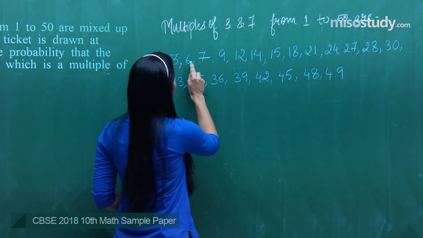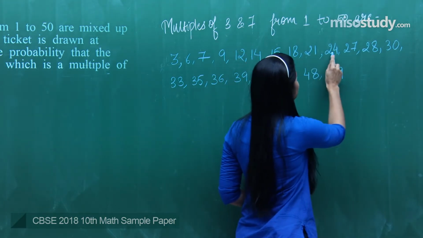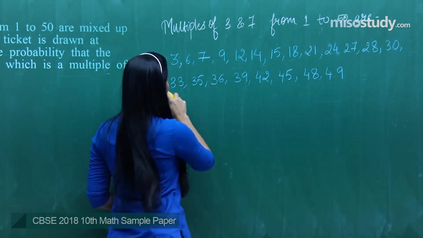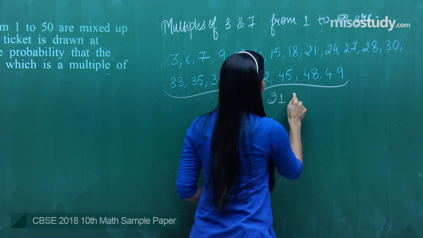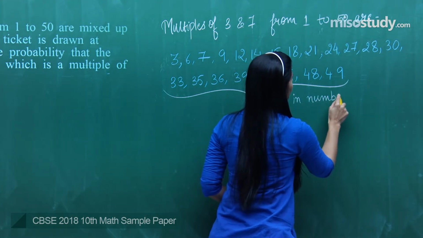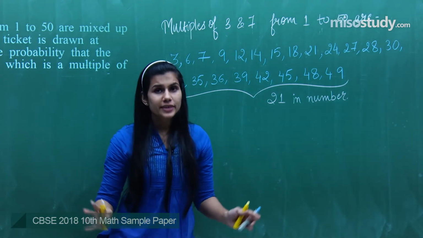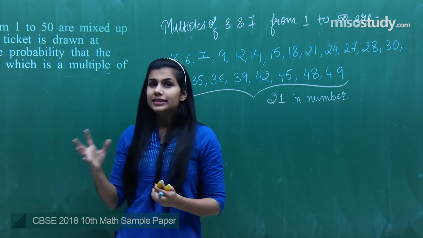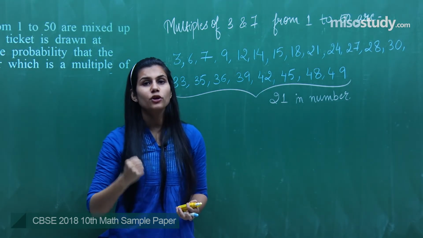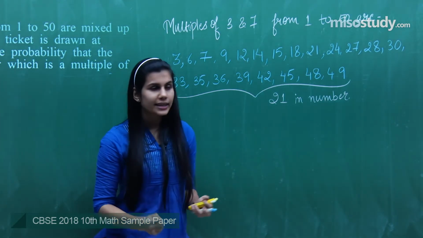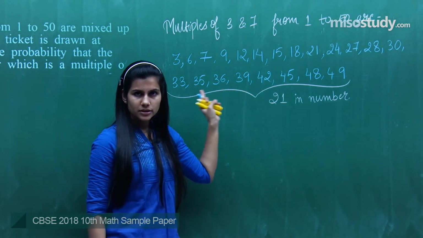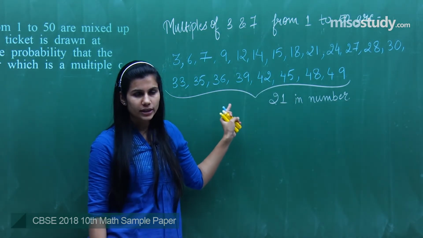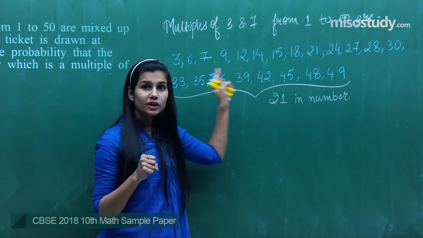How many are they? 1, 2, 3, 4, 5, 6, 7, 8, 9, 10, 11, 12, 13, 14, 15, 16, 17, 18, 19, 20, 21. So they are 21 in number. Now if you have 50 tickets with you, having a number from 1 to 50, I am interested in drawing a ticket which has a number which is a multiple of 3 or 7. That means I am interested in drawing a ticket which has either of these numbers. It should have a number which should be either of these numbers, okay, one of these numbers only. I am interested in drawing a ticket which has exactly one of these numbers.